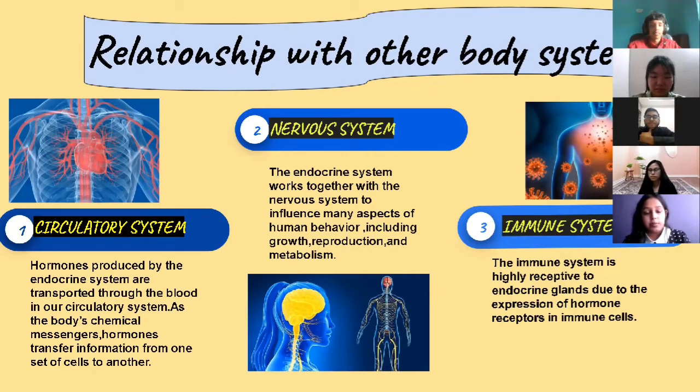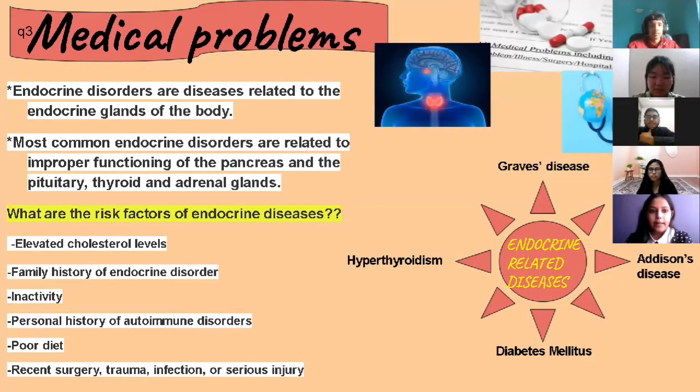And the next part that I'm going to talk about, on the next slide, is medical problems related to the endocrine system. Endocrine disorders or endocrine medical diseases are related to the endocrine glands of the body. The most common endocrine-related diseases are related to improper functioning of the pancreas, pituitary, thyroid, and also adrenal gland.